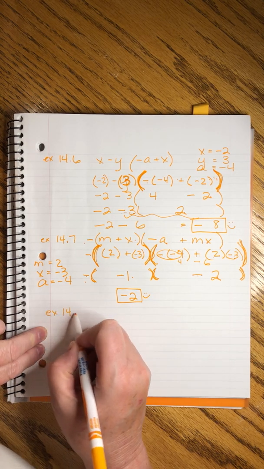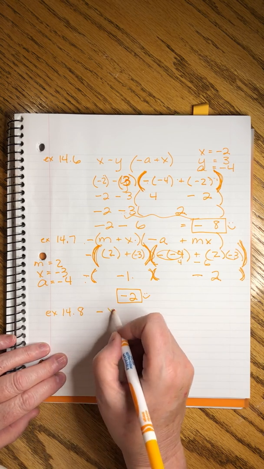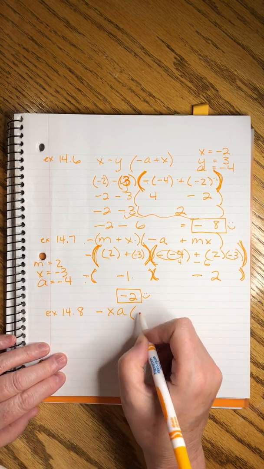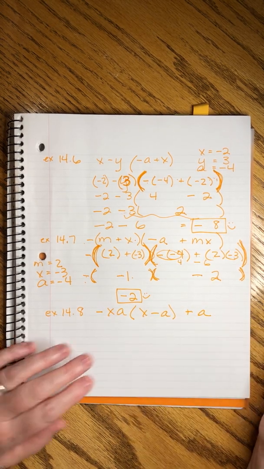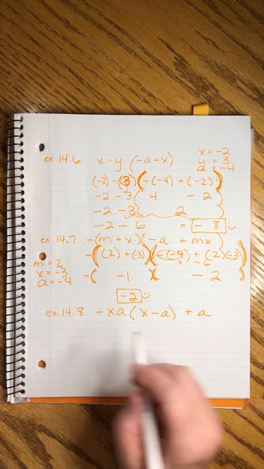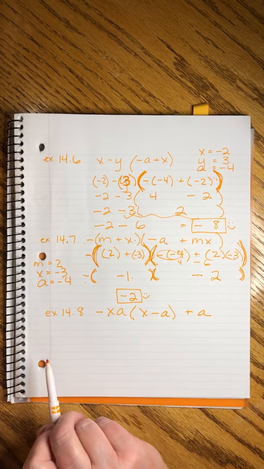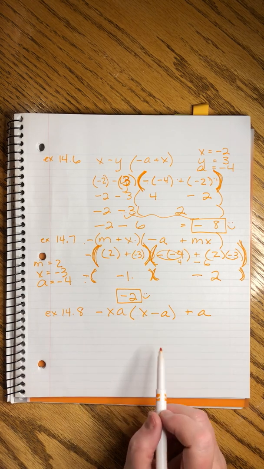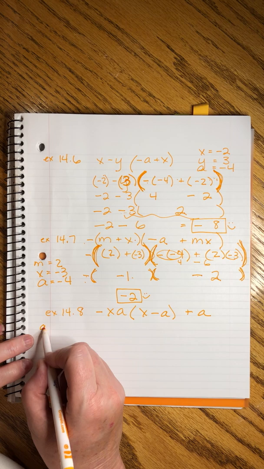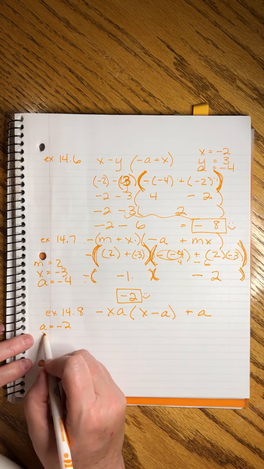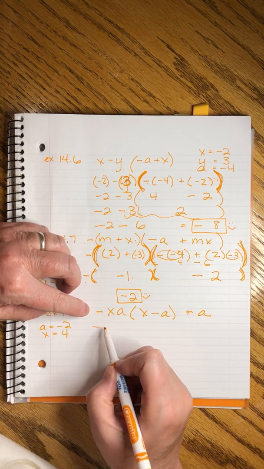Example 14.8. Evaluate. Okay, this one only has 2 values, but look how we use it over and over again, and look at how, oh, here we're multiplying, but here we're just subtracting. These are really confusing, you guys. They start out easy, but they get kind of crazy. A equals minus 2, and x equals 4. All right, let's carefully set this up.